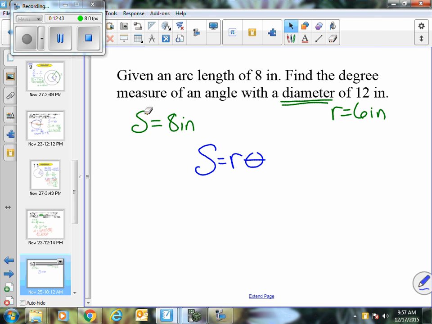Look at what they're asking you to solve for. They say find the degree measure of the angle. So you are looking for the theta. All right, so let's put in what we know. So that would be 8. That would be 6. Divide by 6.